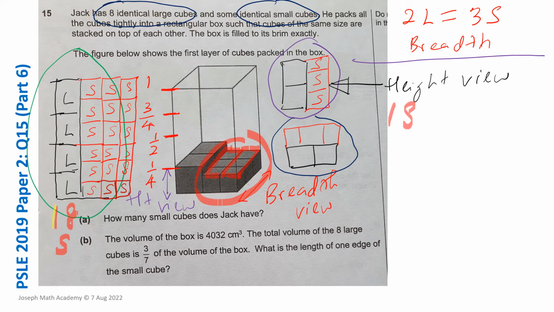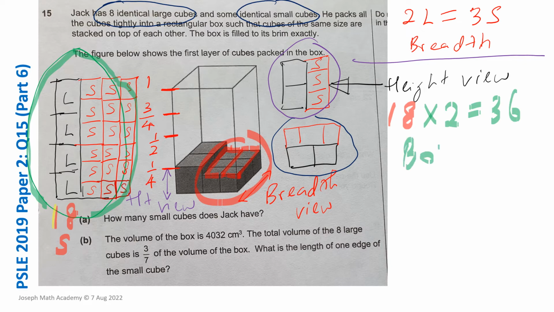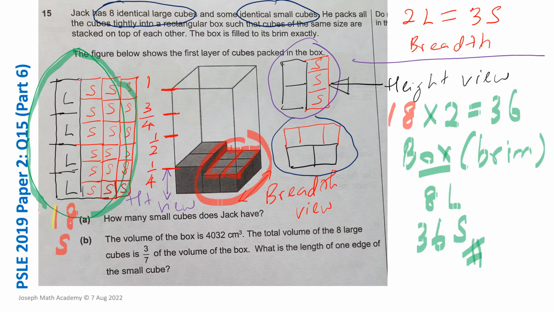So if there are 18 small ones, if you look at the one that is highlighted in green, there are 18 here. Then there are 2 sets, so 18 times 2, that must be 36. So what does it mean? The box, when it's filled to the brim, Jack used 8 large cubes, and he also used 36 small ones. So we actually answered part A.